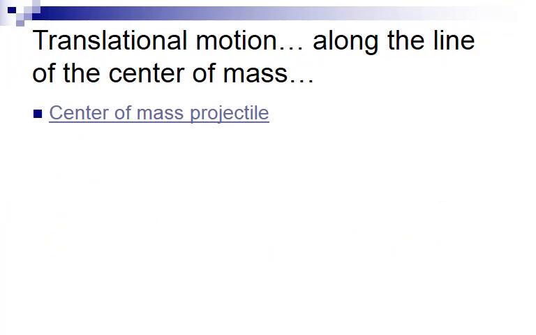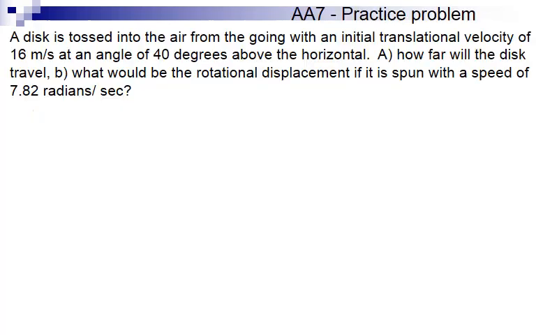The translational motion along the center of mass works just like we have something with a ball or anything else that we have going. And so let's say that we have a disc that's launched into the air with an initial velocity of 16 meters per second, at an angle of 40 degrees of the horizontal. We want to figure out how far the disc will travel, and then also the rotational displacement if it is spun with a speed of 7.882 radians per second. So let's go ahead and draw the projectile motion here. We have the disc that's going through the air, at an angle of 40 degrees.